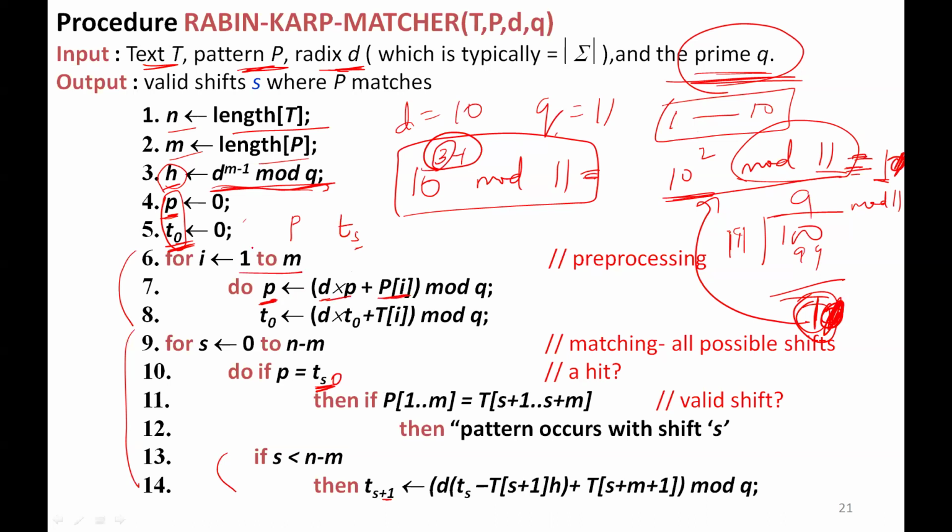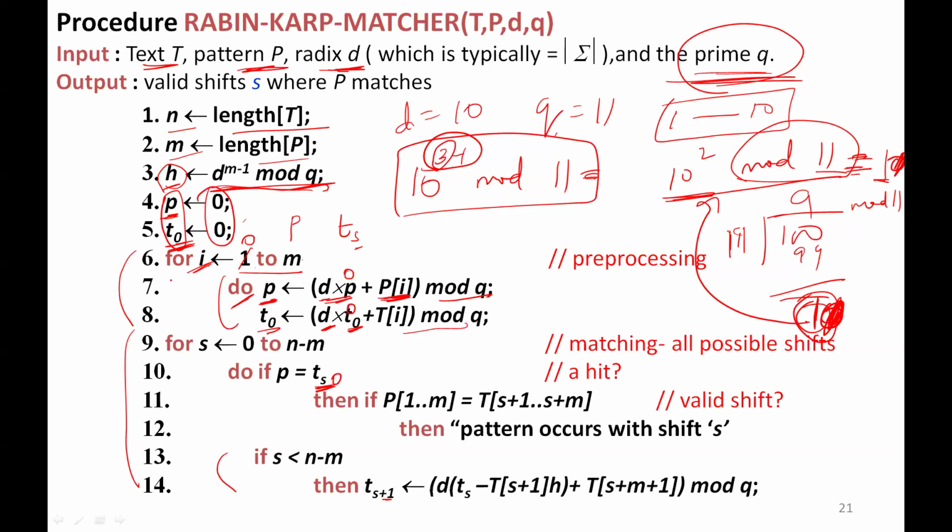This is one slight change. You can also start from 0, because if your string starts from index 0, you can start from there also. It depends on how you label the string. D into P plus the character, the entire thing mod Q. You keep on doing this in the for loop from 0 to m. And D is the radix here, it is 10. 10 into T0. What is the initial value of both of them? Both are 0. So here you have a 0, here you have a 0, and so on, mod Q.